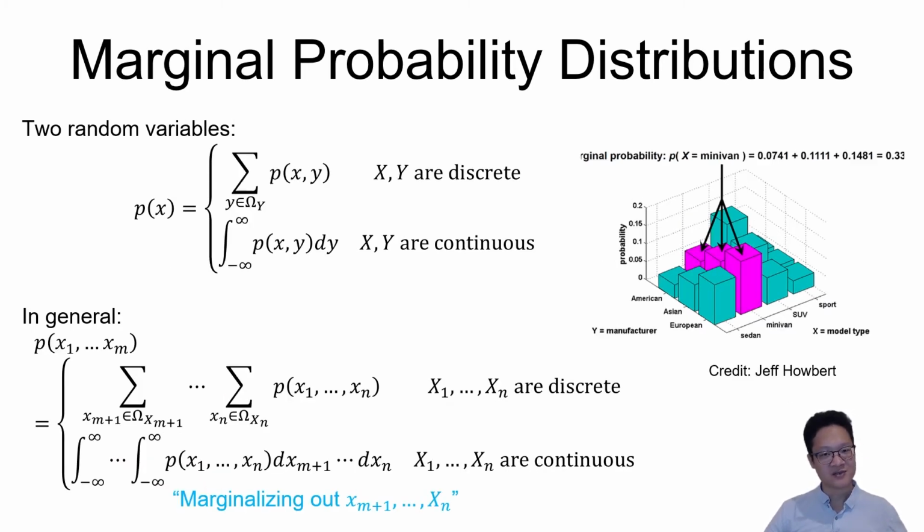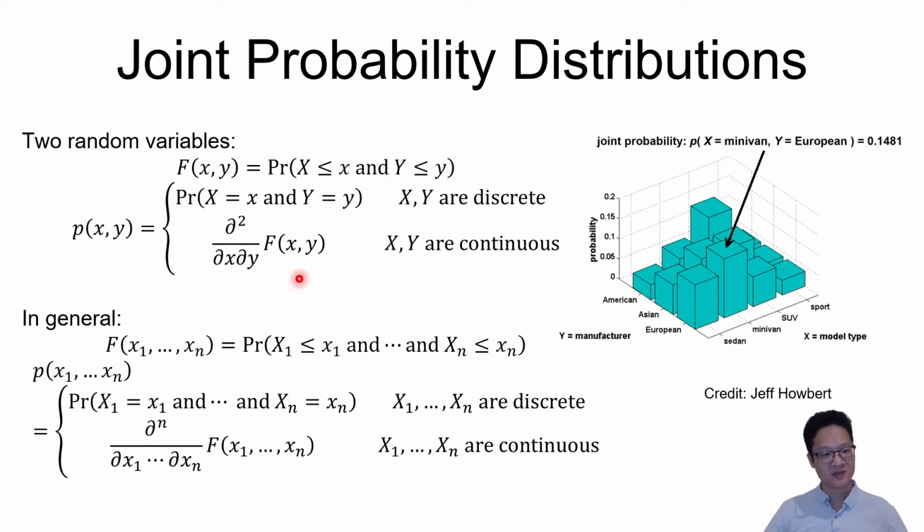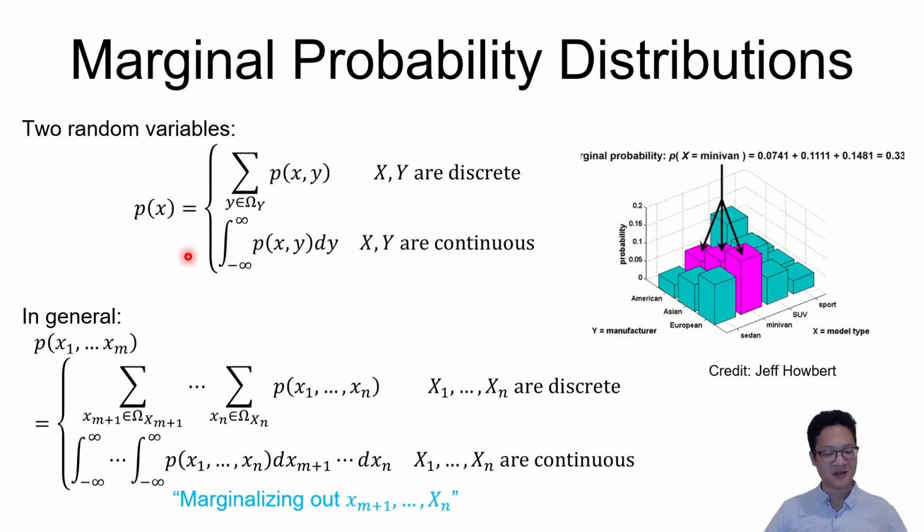Okay, so next, marginal probability distributions. So previously we looked at P of x, y. If you start from P of x, y and you would like to get P of x, then you can sum over all the possibilities of y. And in the continuous case, you would integrate over all the possibilities of y.